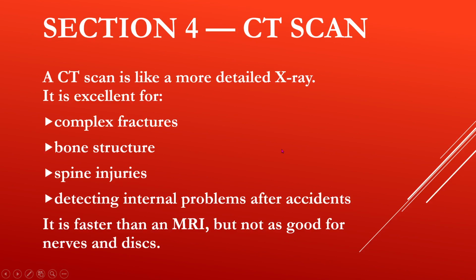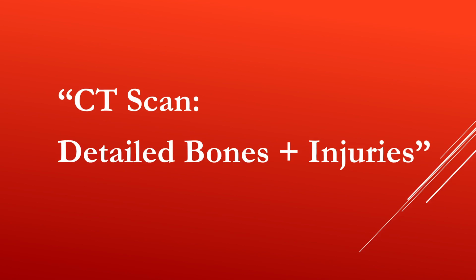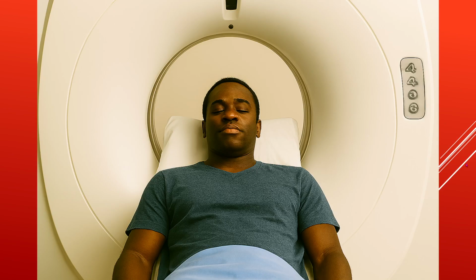Right, we will now move to the CT scan. CT scan is like a more detailed X-ray. It is excellent for complex fractures, bone structure, spine injuries, detecting internal problems after accidents. It's faster than MRI, but not as good for nerves and discs. CT scan details bones and injuries.